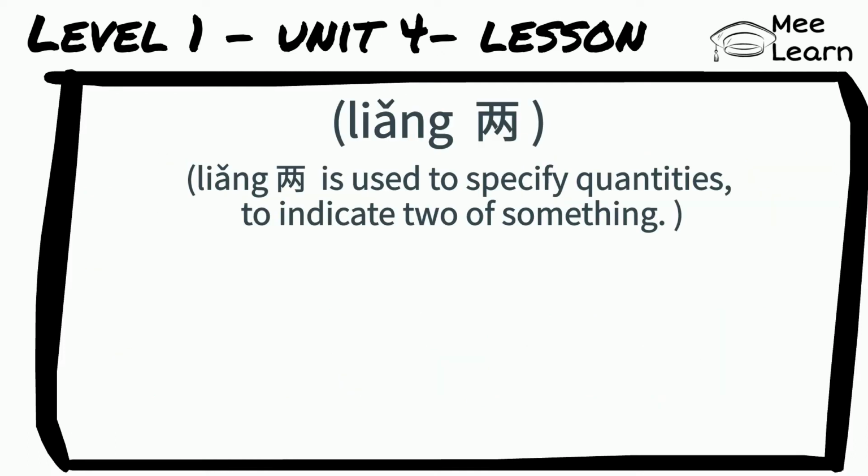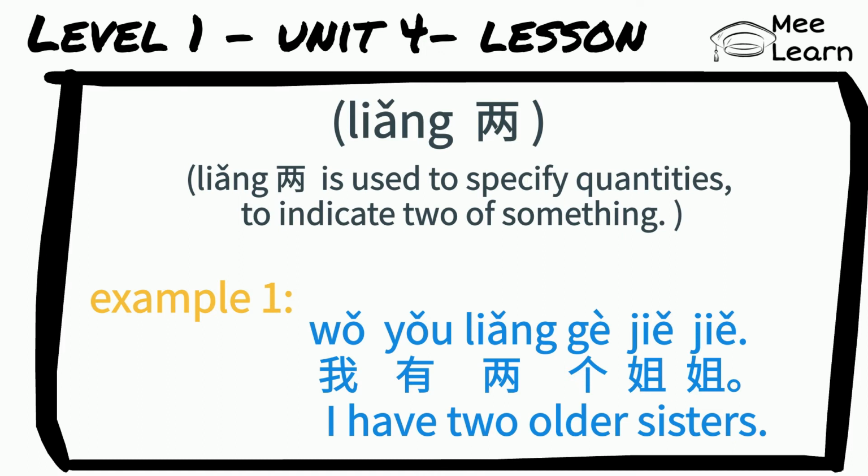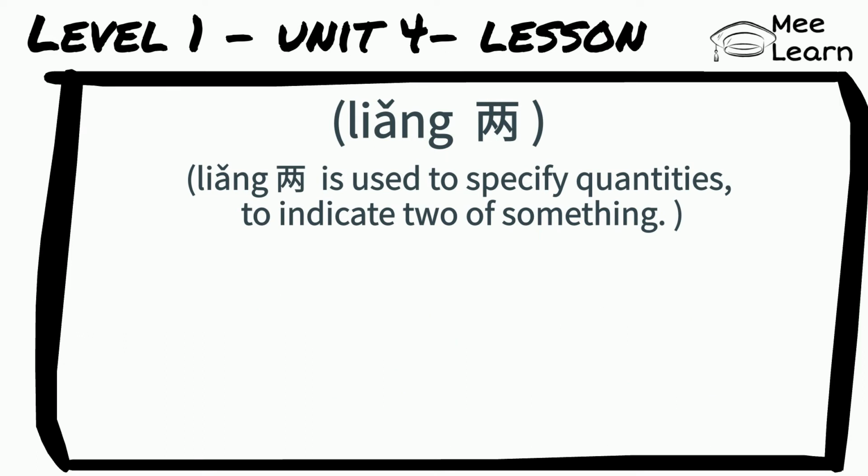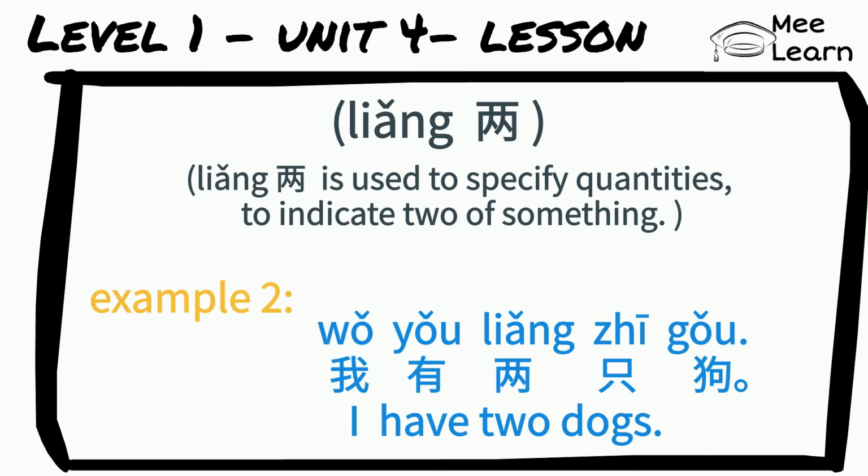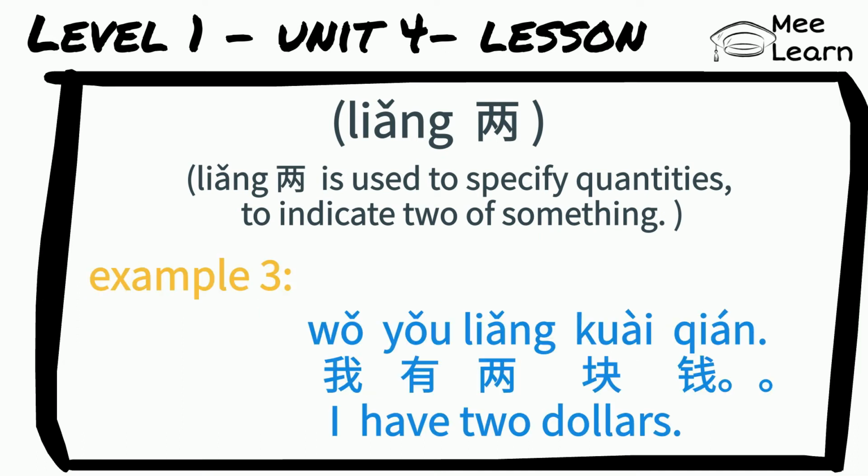Now let's look at 两. 两 is used to specify quantities to indicate two of something. For example, 我有2个姐姐. I have 2 older sisters. Another example, 我有2只狗. I have 2 dogs. 我有2块钱. I have $2.